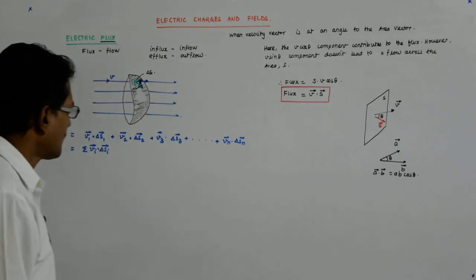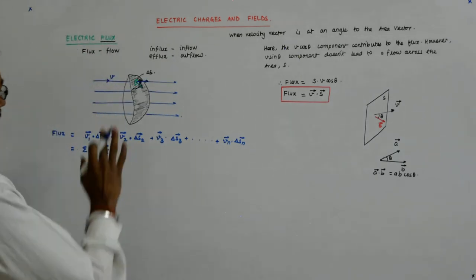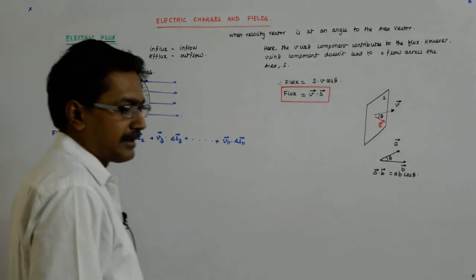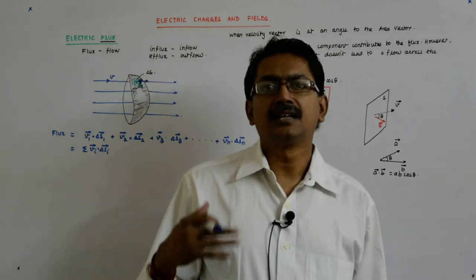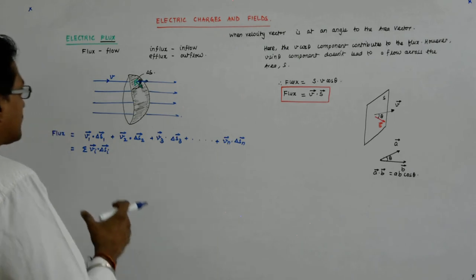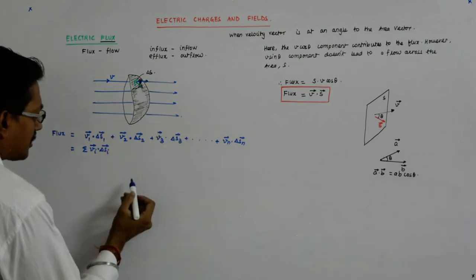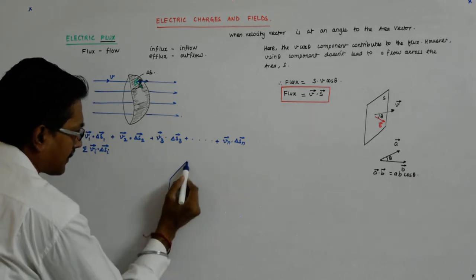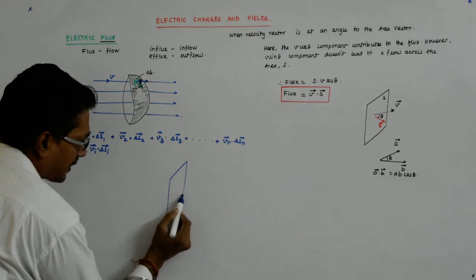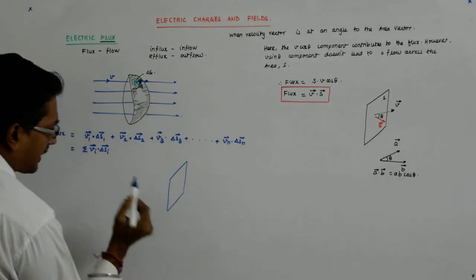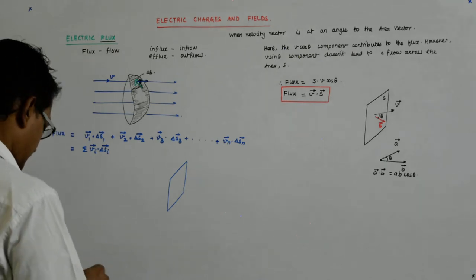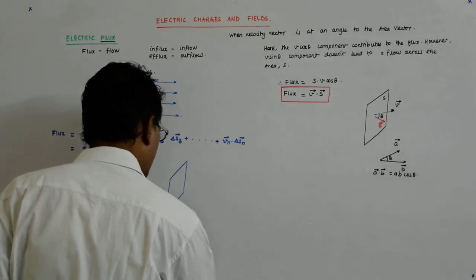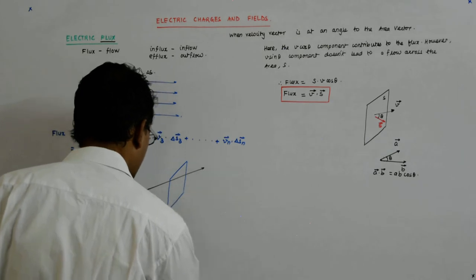Do we get that point? Fine. Now let us try to understand. This comes handy in another case as well. Suppose even when the area was a plane area, but the velocity was something like this.